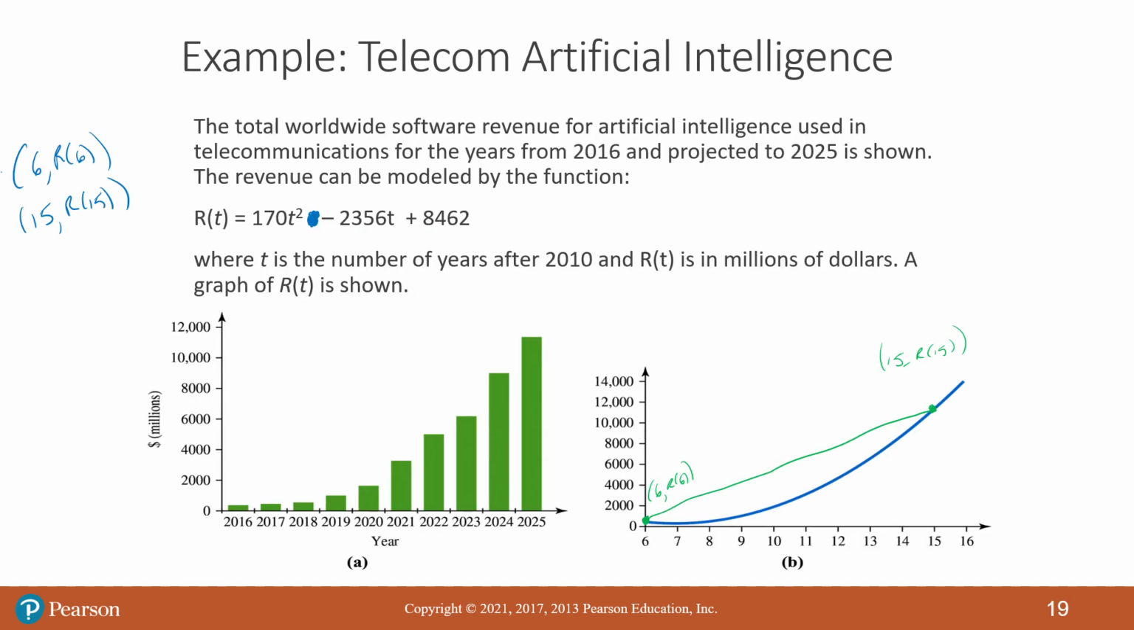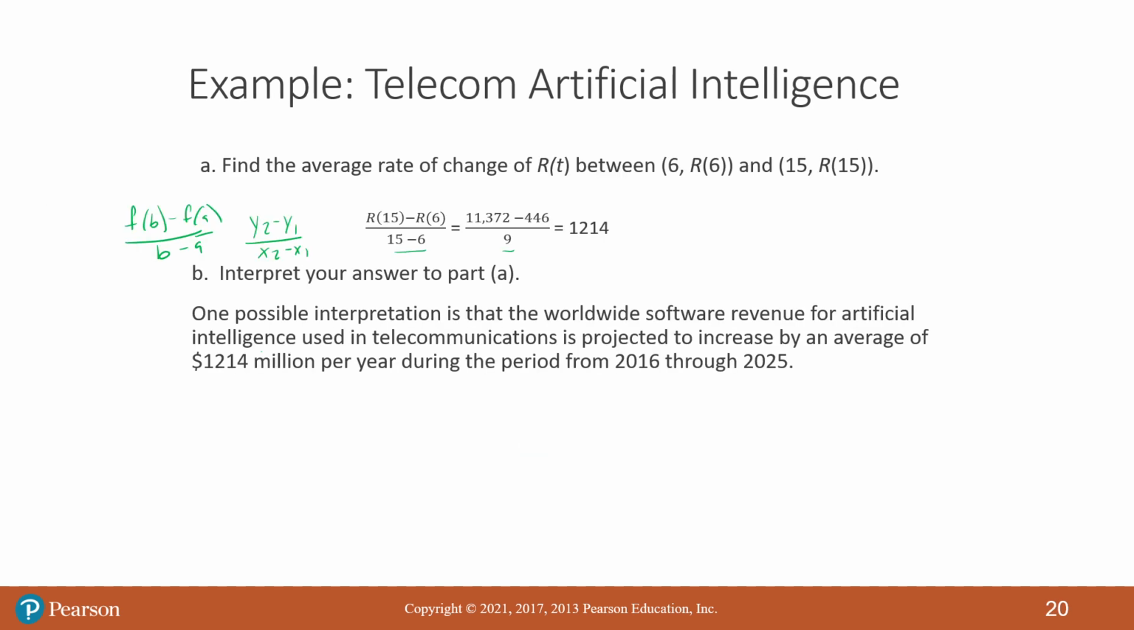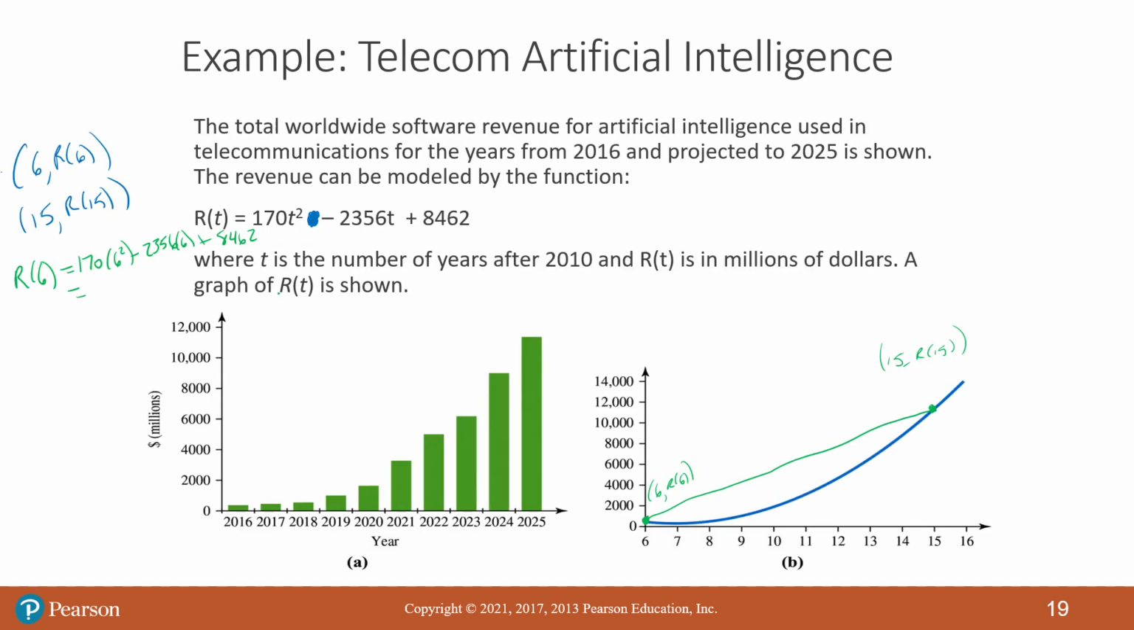So I'm going to go back to the previous slide here, and we're going to calculate r of 6 and r of 15. R of 6 is found by putting 6 into this equation. So it'll be 170 times 6 squared minus 2,356 times 6 plus 8,462. Use your calculator to simplify that. I'm not going to sit here and simplify it for you. If you do, that's where that 11,372 comes from.